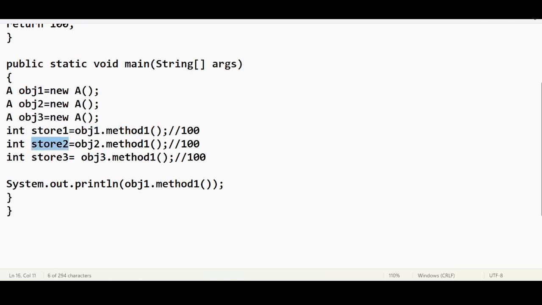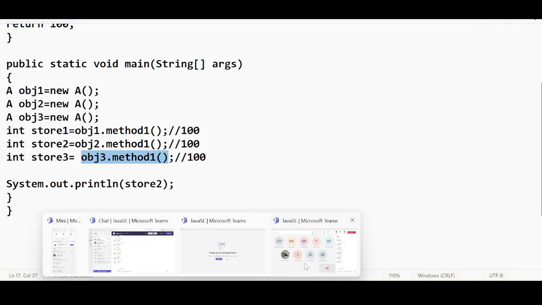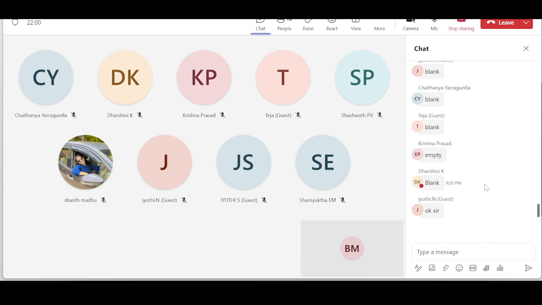Either you use store 2, or instead of wasting a separate variable, I can just copy this, both are equal, and paste it here. Both are going to get the same output, right? Previously, I did this: obj.method1. 100 is going to display as output, or else I can use store 2, I can use store 3, or I can use this directly. Making sense? Who said blank? Who said error?